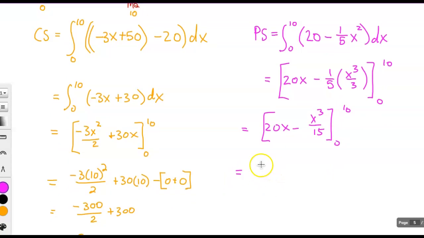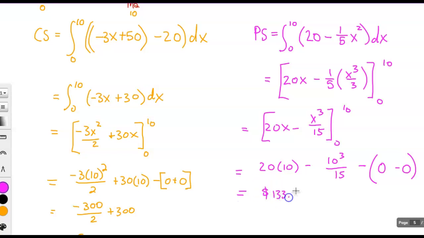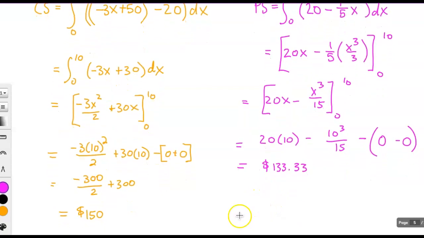So again, upper minus lower. So 20 times 10 minus 10 cubed over 15. So that's upper minus lower. If you plug in 0, you're going to get 0 minus 0. So this ends up being $133.33. So consumer surplus is $150 and producer surplus is $133.33. So at the price of, I think it was $20. Yeah, at the market price of $20, total consumer surplus is $150 and total producer surplus is $133.33.